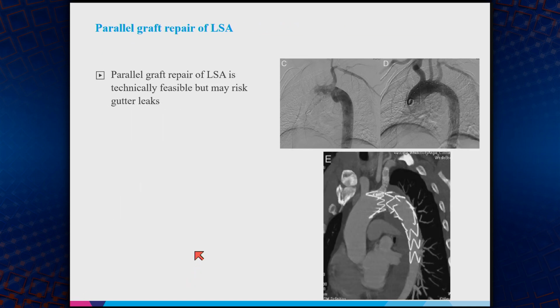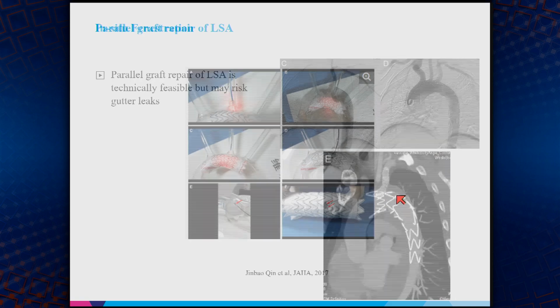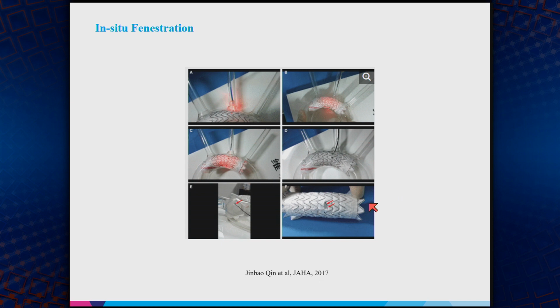The options for revascularization include the carotid to subclavian bypass, as we mentioned earlier. Other options include a chimney parallel graft repair. That's limited by gutter leaks, similar to what Dr. Maldonado was just talking about for the hypogastrics. Another option is actually in situ fenestration.